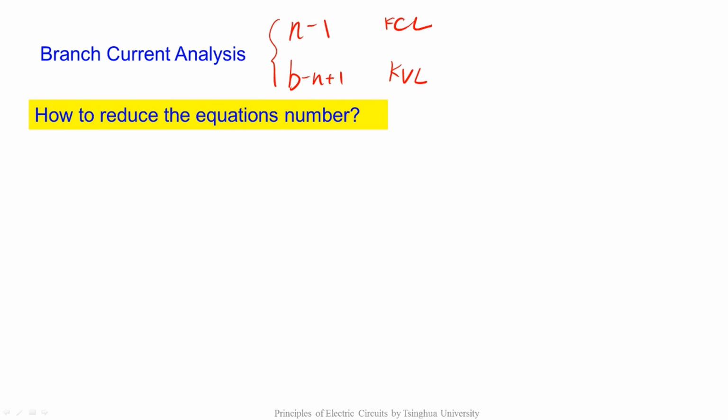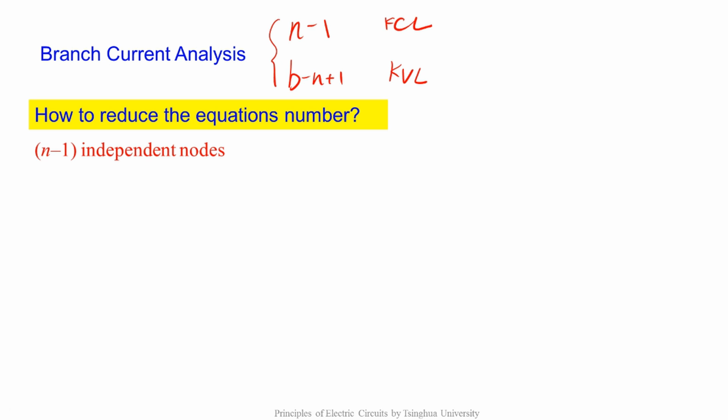when we solve it by using the branch current analysis, there are n-1 KCL equations and B minus n plus 1 KVL equations. The total number of the equations is B, so we can solve the circuit completely. Compared with the 2B method, the number of equations in this method has been decreased by half, but for a real circuit, comparing the number of the branches, the independent nodes, and the independent loops, the number of branches is still the most. So now we consider how to further reduce the number of equations.